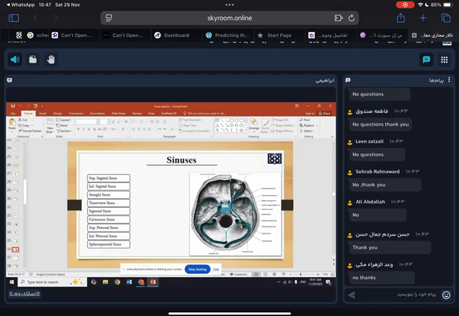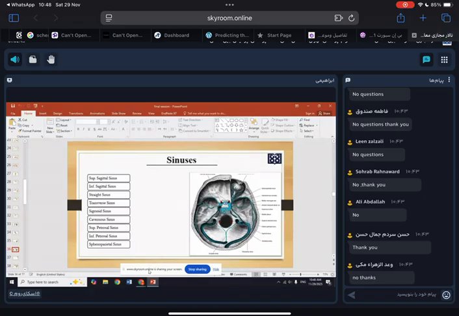After that, we have the internal jugular vein, passing through the jugular foramen. By passing through the jugular foramen, the internal jugular vein appears and passes through the neck in the carotid sheath. After that it combines with the subclavian vein, making the brachiocephalic vein on the right side and the brachiocephalic vein on the left side. The two brachiocephalic veins come together and make the superior vena cava, and after that the superior vena cava drains into the heart.